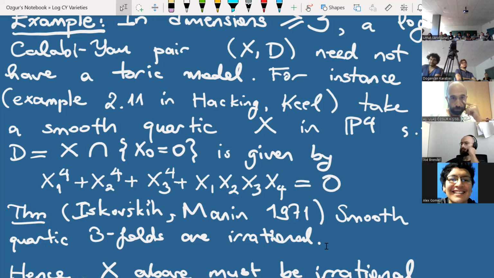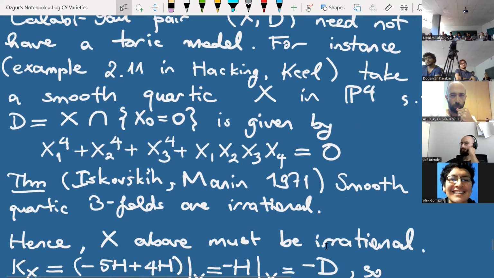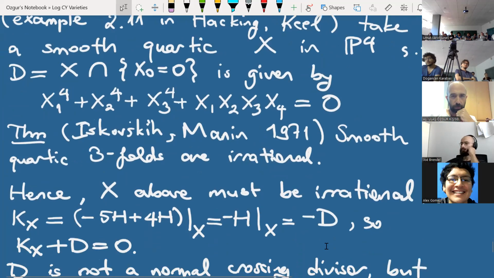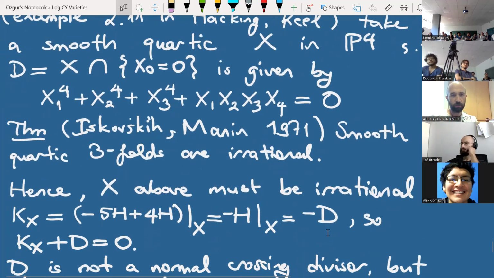Their proof uses intersection theory on such a smooth quartic and uses some ideas of Fano. But okay, it will give us a log CY variety after a small change.